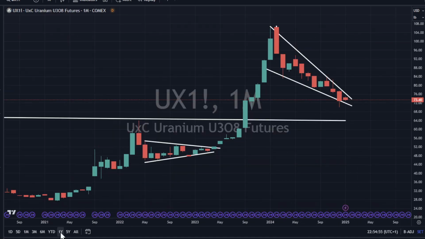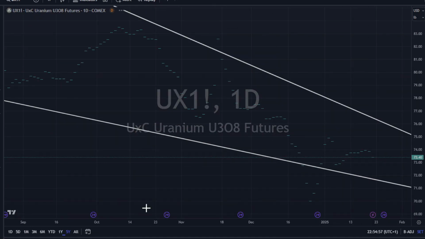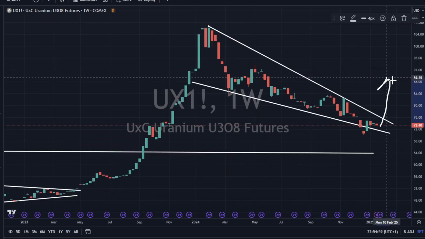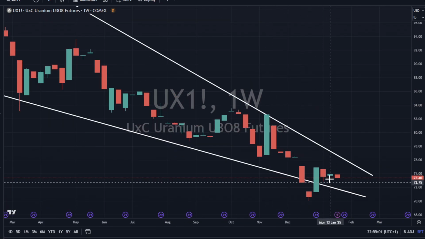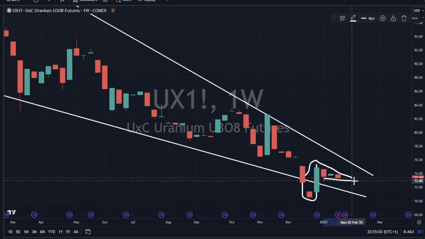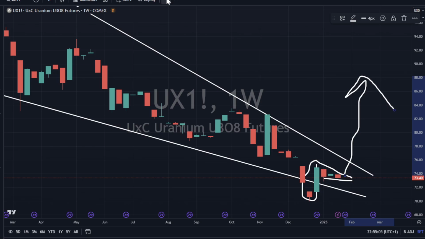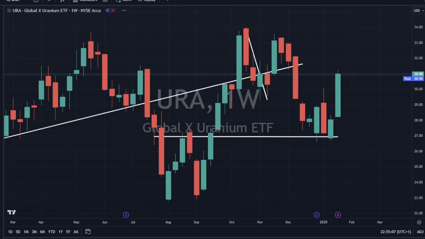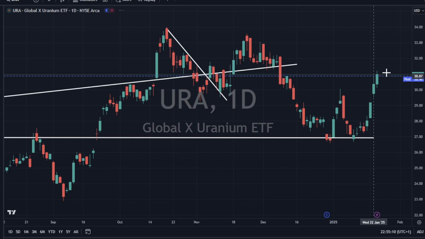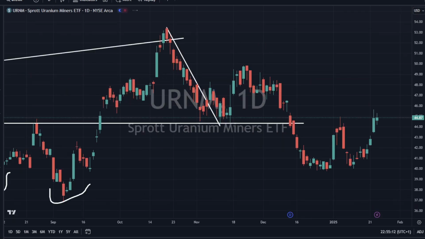Uranium futures price still inside the falling wedge, and it still looks good to go higher. Whenever you get these big buying pressure candlesticks and the small selling pressure, that's when we blow. URA up 2%, looking good. We've got URNM up a little bit today.